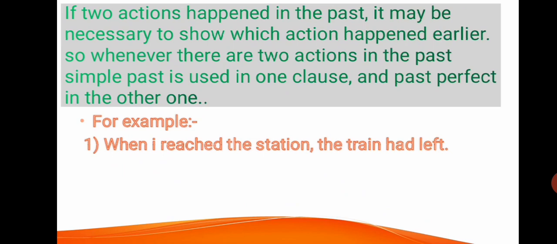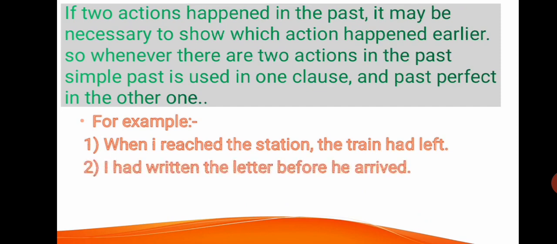Now, there are two actions. One is about reaching the station and the other one is about the train. So, there are two actions that happened in the past. And when I reached the station, it is showing that the train had left. So, we can say that the train had left in the first action, and when I reached the station, it shows the second action. Let me clarify through another example.